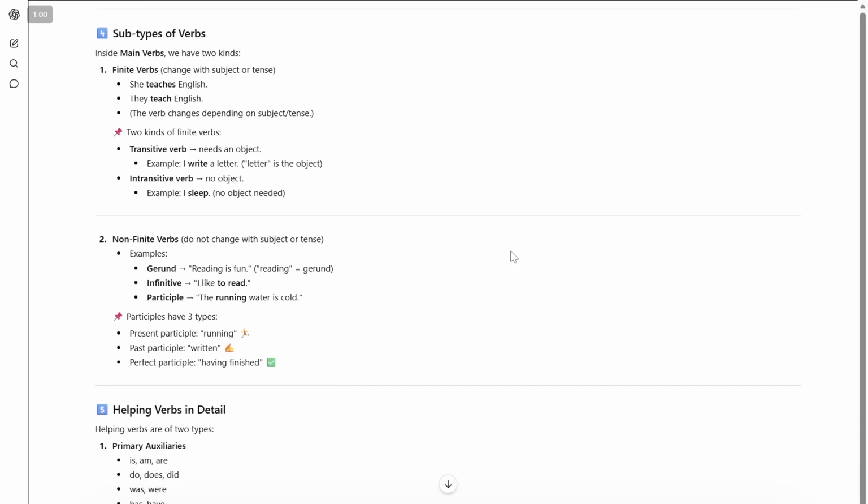Two kinds of finite verbs. A transitive verb needs an object. Example: I write a letter. Letter is the object. An intransitive verb has no object. Example: I sleep. No object needed.